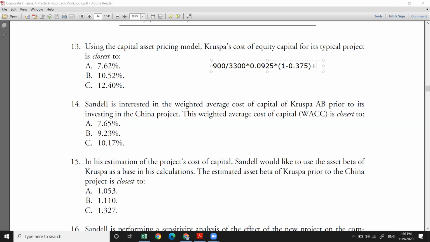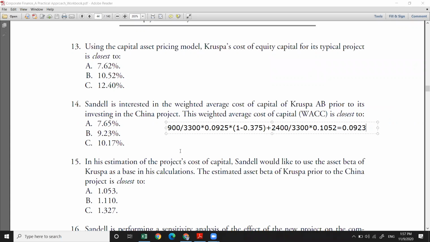And plus the proportion of equity, 2,400 divided by 3,300, times the cost of equity, which we found above, 0.1052, and that would give you the WACC of 0.0923, which is B.